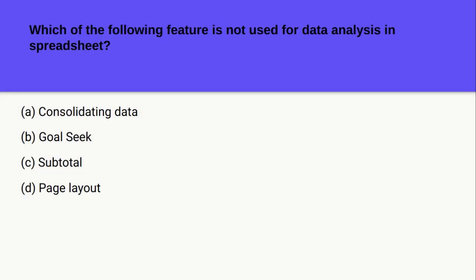First question is, which of the following feature is not used for data analysis in spreadsheet? Options are consolidating data, goal seek, subtotal, page layout. The answer is page layout because all other options we are using for data analysis: consolidating data, goal seek and subtotal. All these three we are using for data analysis in spreadsheet. But page layout we are not using for data analysis.